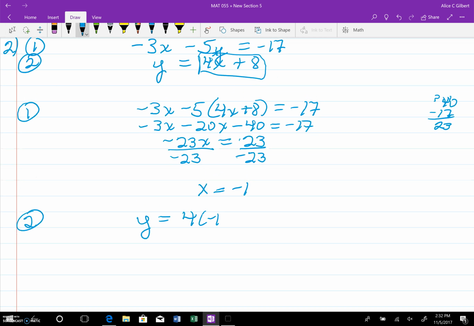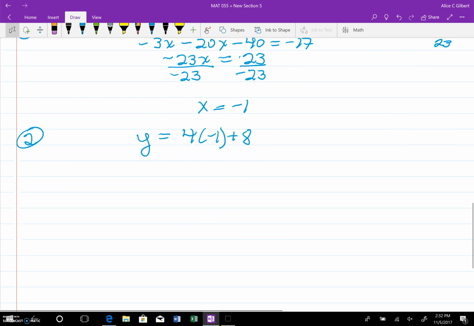4 times -1 plus 8. Okay, so I get y equals -4 plus 8. Y equals 4. So I've got my point, -1, 4.